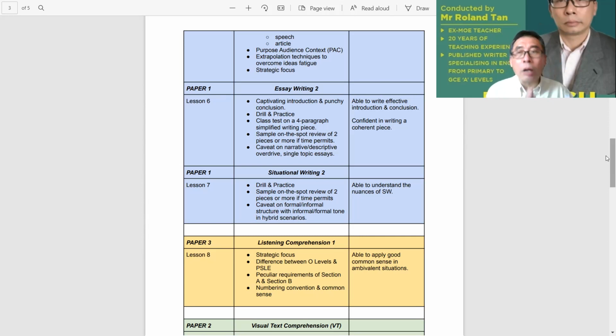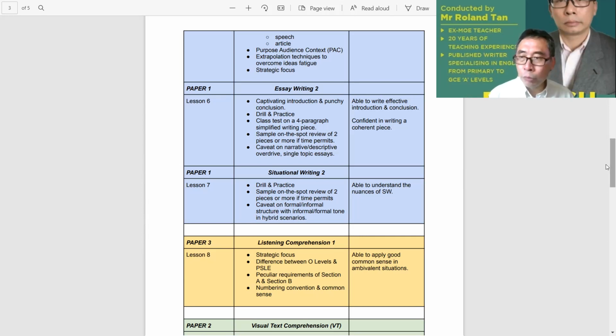So the caveat is also that many narrative descriptive topics are not pure narrative descriptive topics. There is this thing I want to highlight to students, which is tied into the hybrid version that I alluded to earlier on. I would also talk a little bit about single topic essays. All this will help you to be more confident in writing a coherent piece.